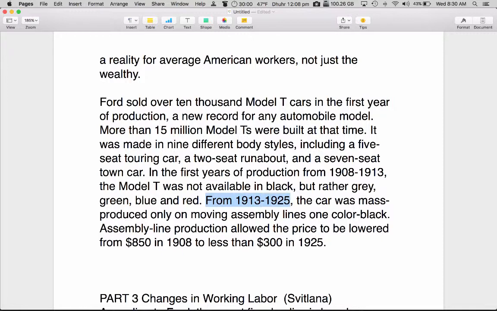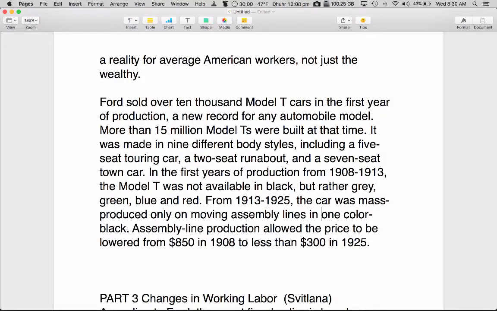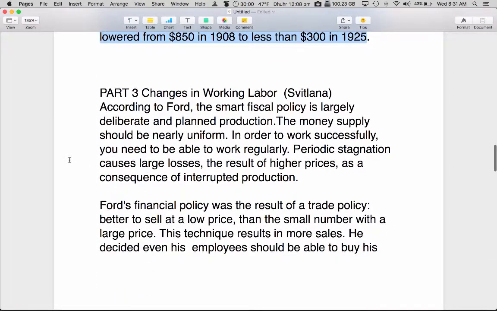From 1913 to 1925, the car was mass-produced only on moving assembly lines in one color, black. Assembly line production allowed the price to be lowered from $850 in 1908 to less than $300 in 1925.